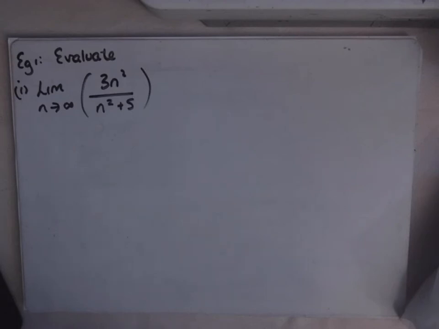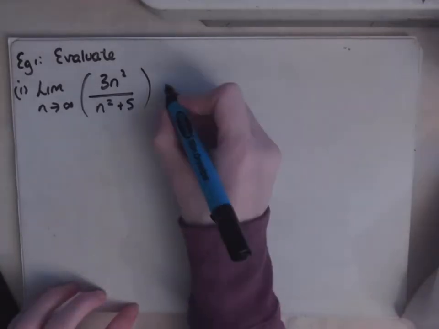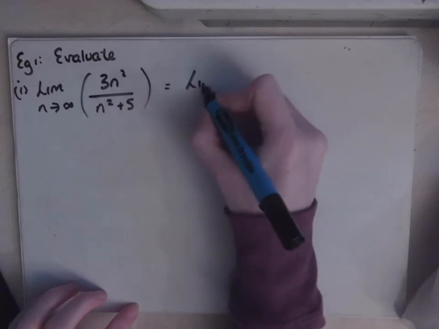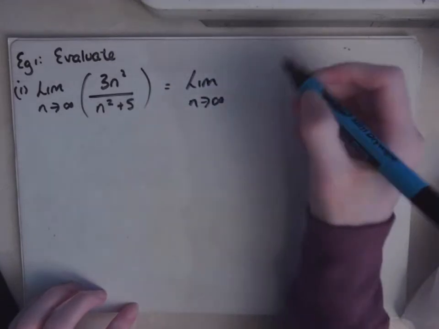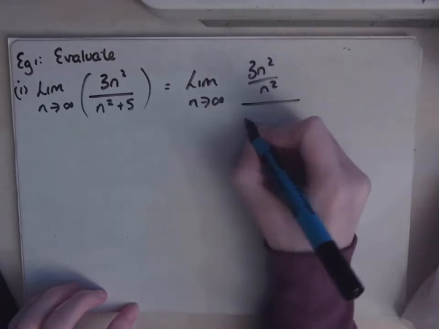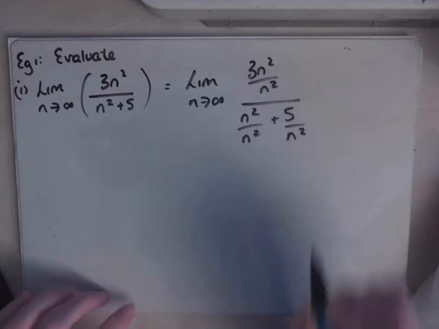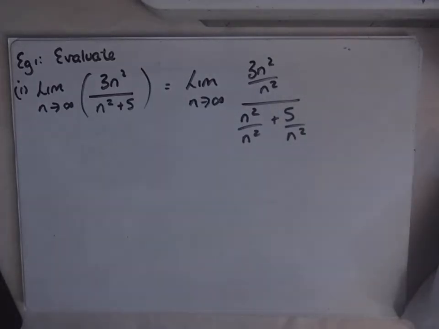Put everything over n squared. Lovely, exactly. Divide everything by the highest power of n that you have on the page. So that is going to be the limit as n goes to infinity. We're going to divide everything there by n squared, and on the bottom everything by n squared. As long as I divide the top and the bottom by the same thing, I'm not actually changing my sum at all, so that's why I'm allowed to do that.